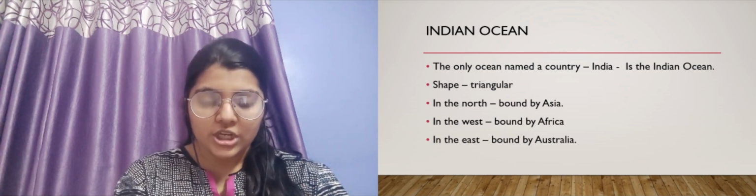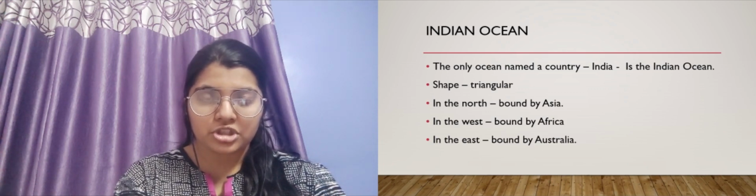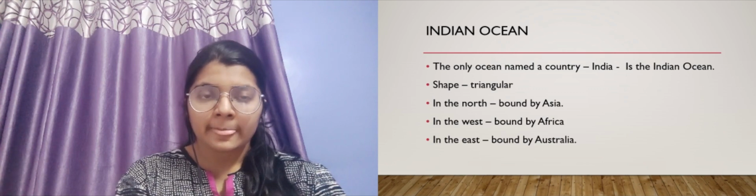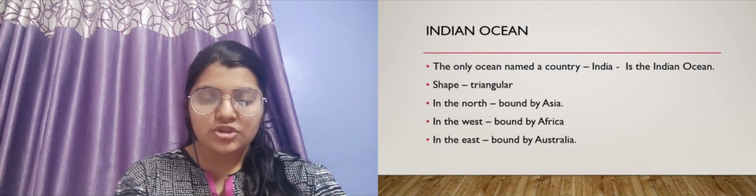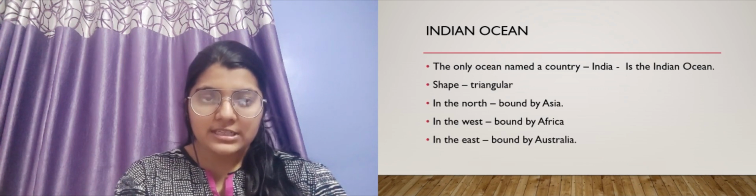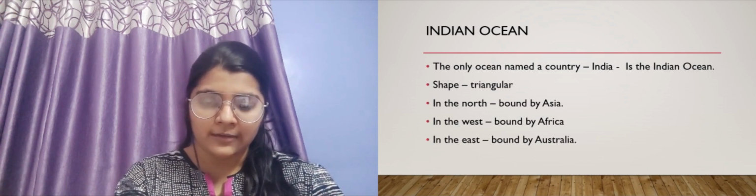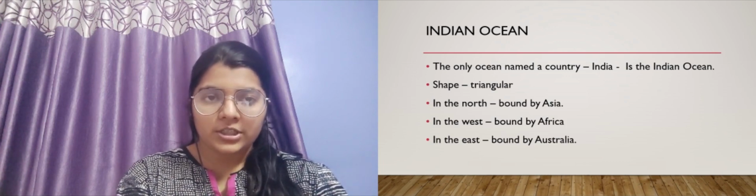So the shape of this ocean is almost triangular. Again, you need to remember the shapes of the different oceans. The shape of Indian Ocean is triangular. In the north, it is bound by Asia. In the west, it is bound by Africa, and in the east, it is bound by Australia. So that was about Indian Ocean.